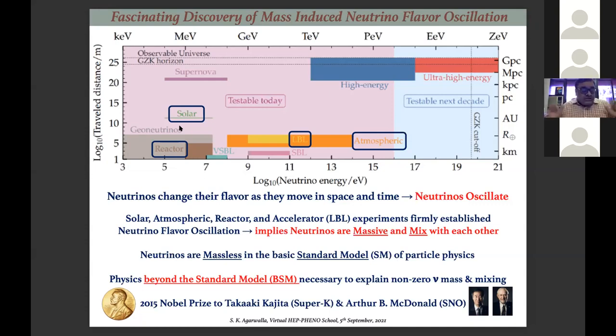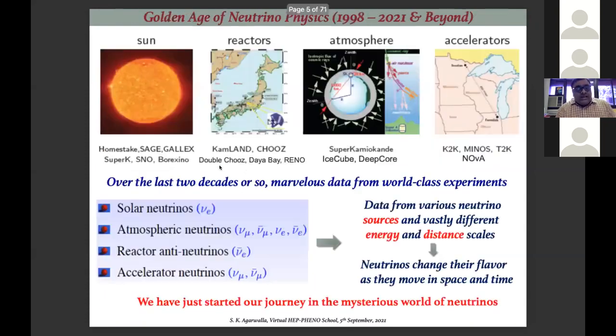And for this, the 2015 Nobel Prize was given to Professor Kajita-san for detecting neutrino oscillation in the Super Kamiokande experiment, and to Professor Arthur MacDonald for detecting solar neutrinos in the Sudbury Neutrino Observatory. Okay, so now let me move to my next slide.